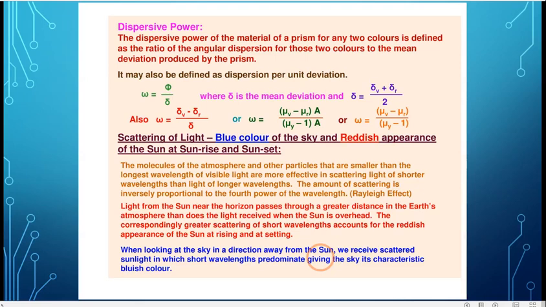There are few changes in your textbook. Go through both. Omega is the ratio of same physical quantities, so it is a unitless and dimensionless quantity. From the expression in terms of the refractive indices, it should be understood that dispersive power depends upon refractive index and not upon the dimensions of the prism.